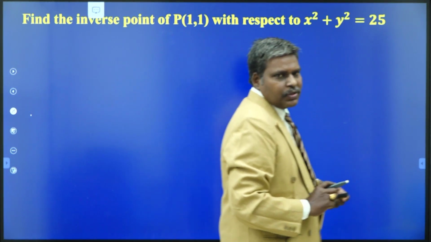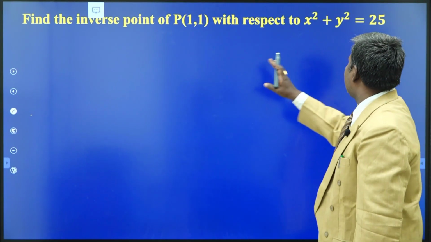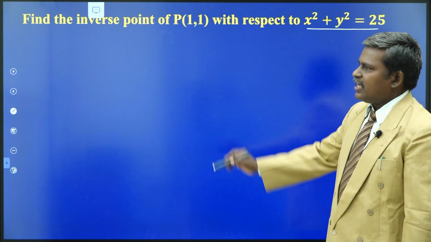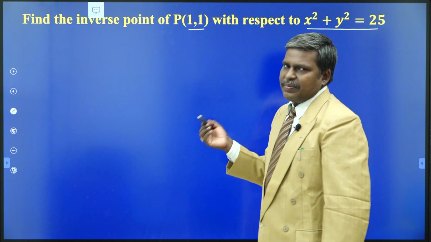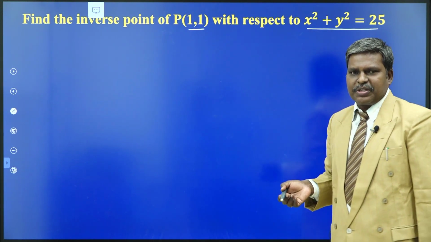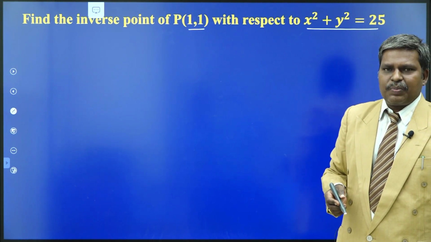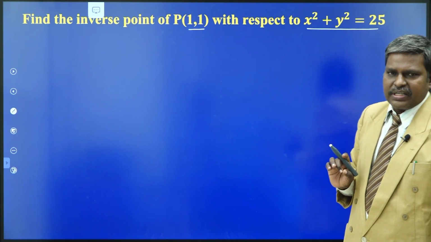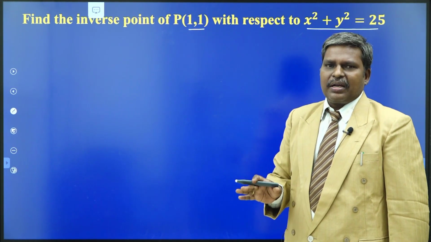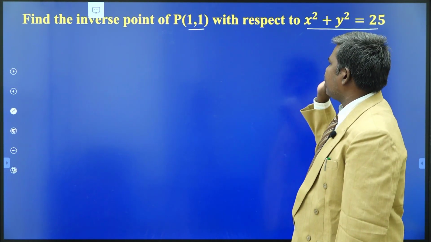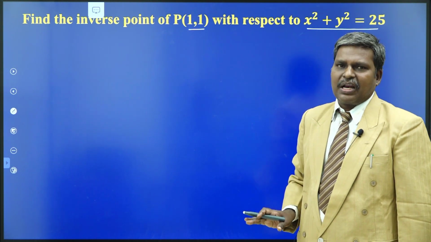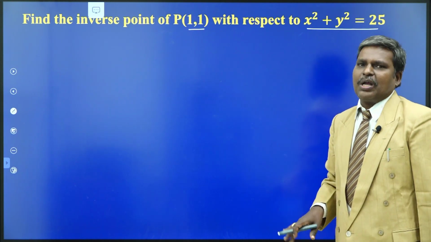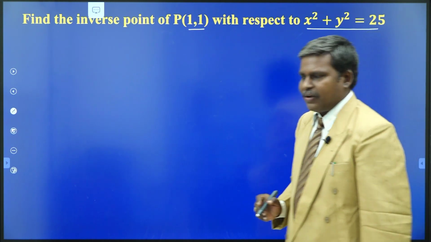Now see this problem. We have to find the inverse point of (1, 1) with respect to the circle x square plus y square equals 25. Dear students, it is not the origin. If it is the origin, immediately we can write a square x1 by x1 square plus y1 square, a square y1 by x1 square plus y1 square. The point is different. The circle is x square plus y square equals 25. What is the logic here? You write the polar and find the foot of perpendicular drawn from either the center or the given point to the polar of P. Or you may write the equation of CP and solve CP with the polar of P.